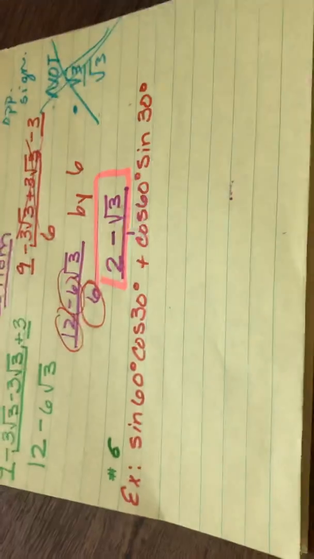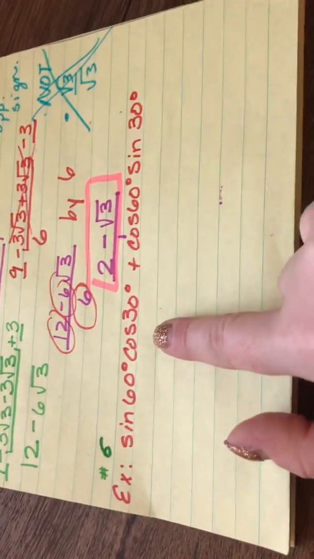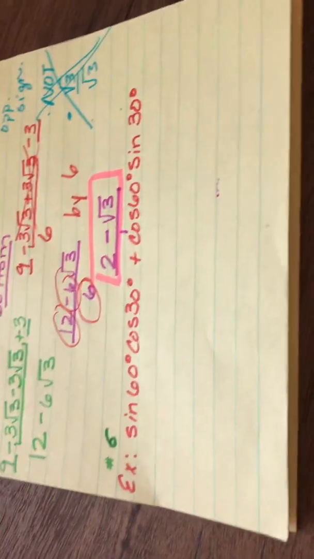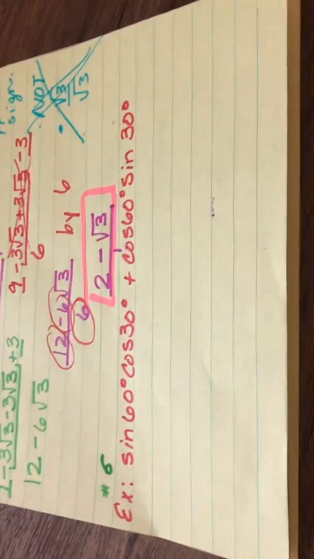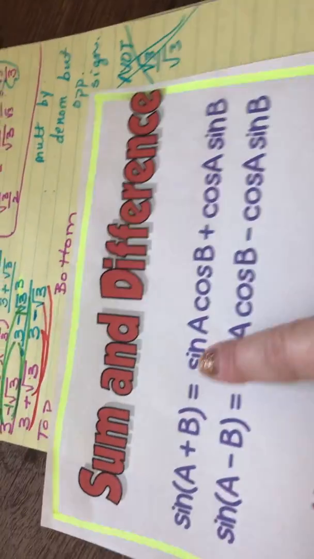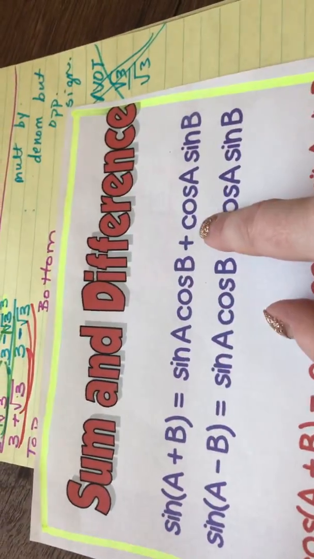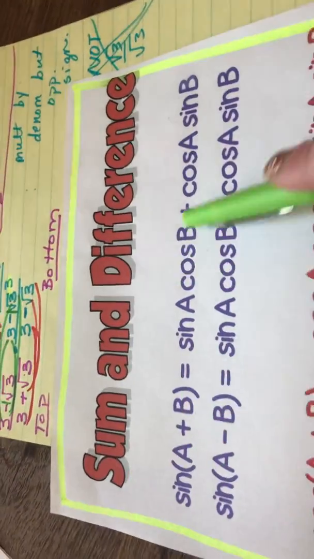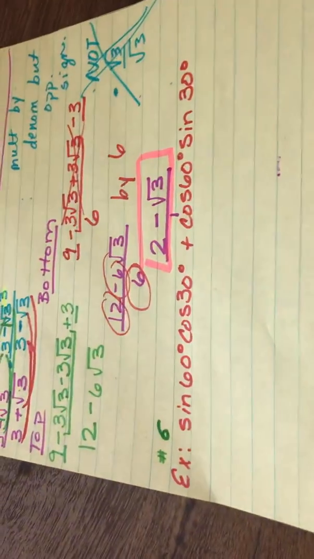So let's look for something that says sine cosine plus cosine sine. Oh, what's this one? Sine cosine plus cosine sine. And that stands for sine A plus B.